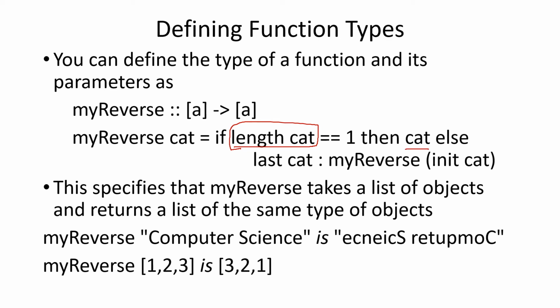So you just return that value. If, though, it's not, then you take the last element using the last function and concatenate that with the recursive call to my reverse with the init, or everything but the last. This works for different data types. You can call it with characters, or you can call it with a list of numbers.